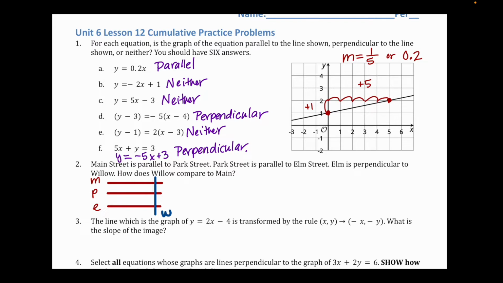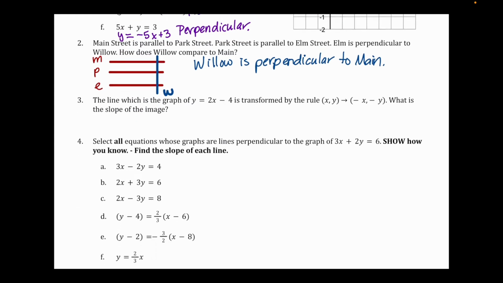So we would say Willow is perpendicular to Main. And that's our answer. That's going to bring us then to question 3.